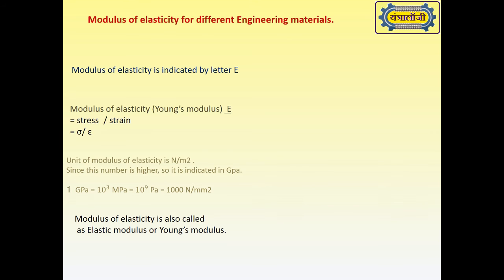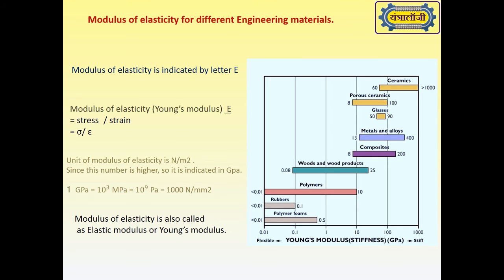What does modulus of elasticity indicate? It indicates the resistance of a material to the load. The modulus of elasticity for a ceramic is very high. For metals and alloys, the range is 13 to 400 gigapascal. Composites also have a good modulus of elasticity, but it reduces for woods, then polymers, then rubbers, and then polymer foams.